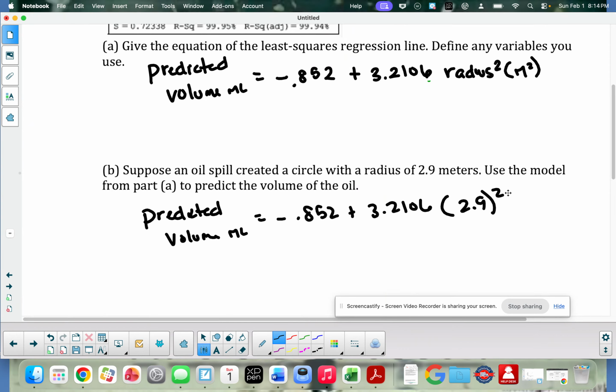Now I'm going to grab my calculator, plug that in, make sure we're all good. Make sure you grab yours. Okay, so I'm getting negative 0.852 plus 3.2106 times 2.9 squared. My predicted volume is 26.1491 milliliters. Okay, so again, very straightforward. That point is just algebra: realizing if you squared the variable, then you've got to square it when you're doing a prediction.